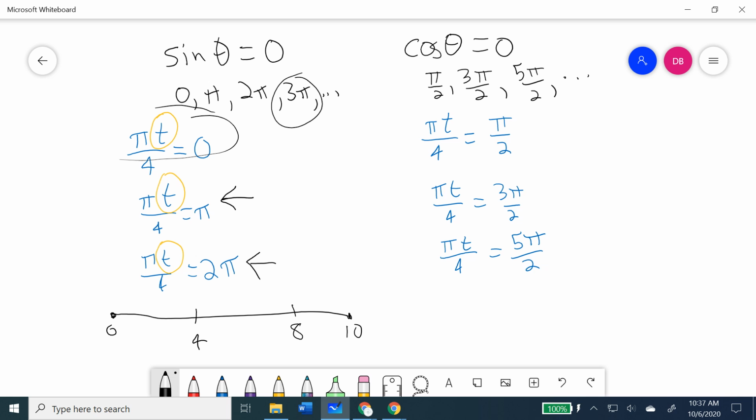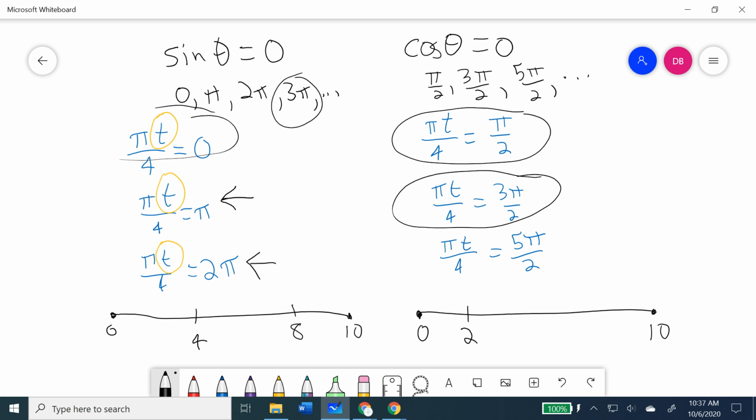I'm going to make a number line between 0 and 10. This first equation, solving, I get t equals 2. The second equation will give me 6, if I am arithmetizing correctly, and then 10. So there we go.